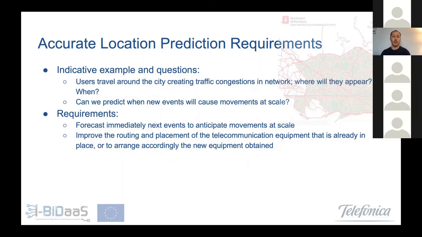cause movements at scale. Like, for example, a concert by, I don't know, Shakira or Bruce Springsteen, and then all of a sudden you have 50,000 people moving to a small space like a football stadium, and then nobody has a good connection. And some of the requirements are about understanding how we can immediately forecast the next events, how we can improve the routing and placement of the equipment that's already in place, or to order new equipment to be used.